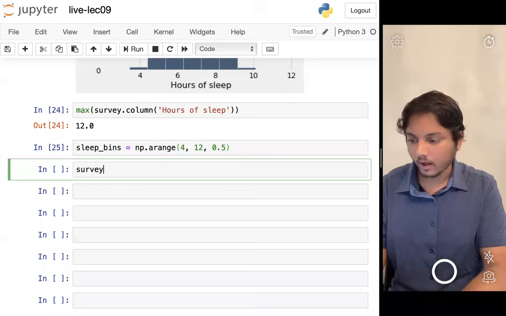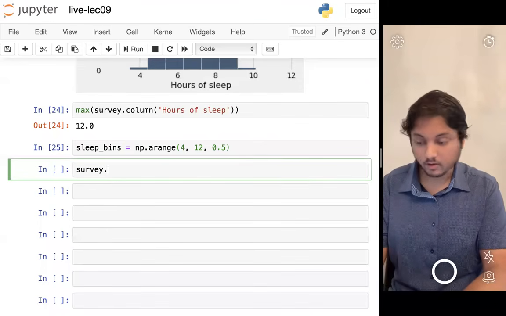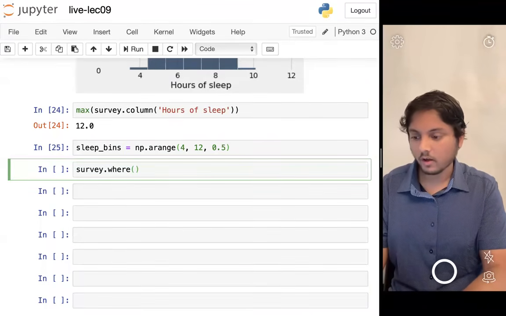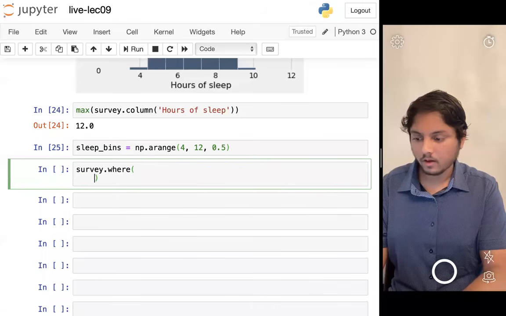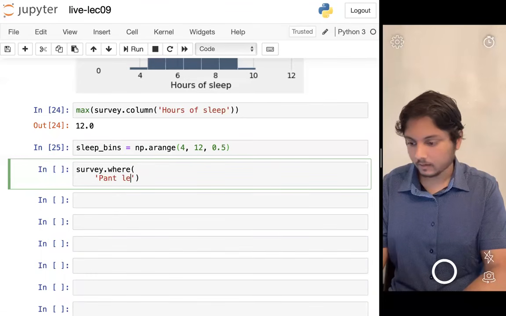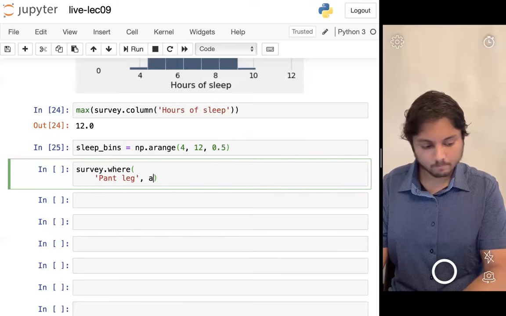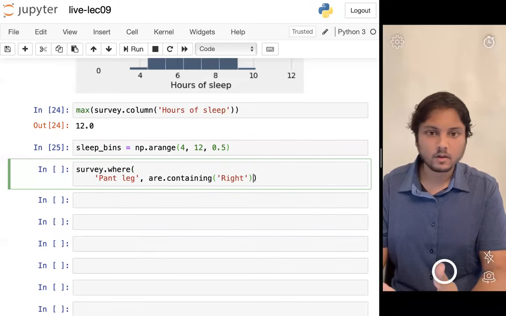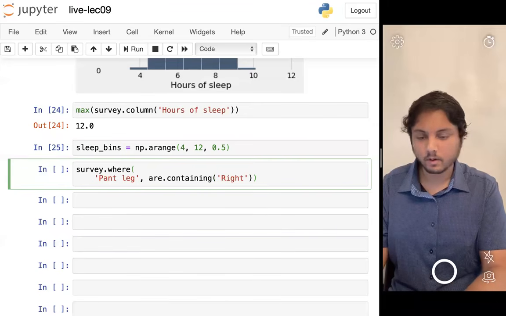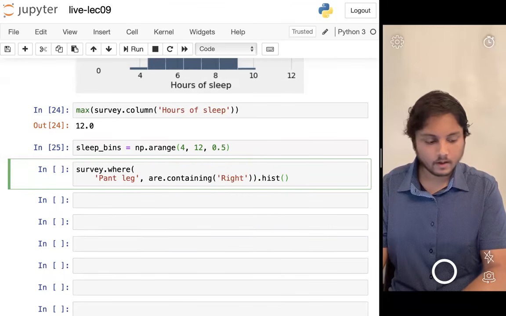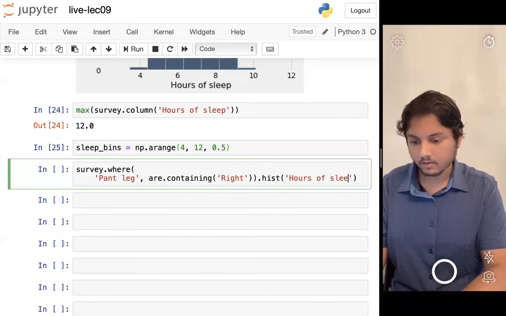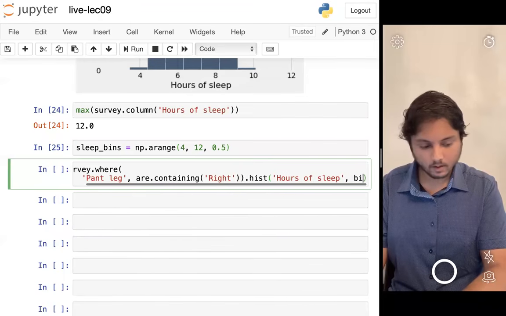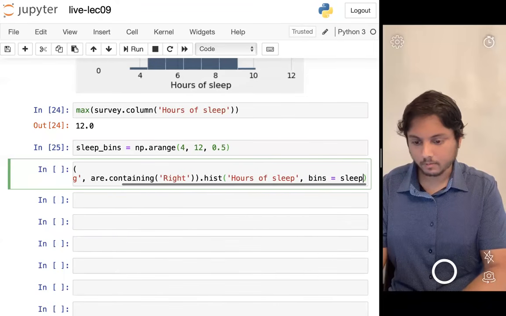In order to do that, we can do survey.where. Remember, we had this function. And so we'll say where the pant leg are containing right. That's going to basically give us the people who put their right leg in first when they put on their pants. And then once we have that, we're going to call hist on that table and do a histogram of hours of sleep, and bins are going to be sleep bins.